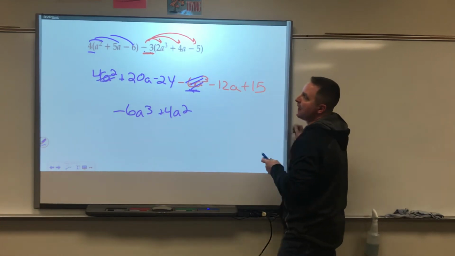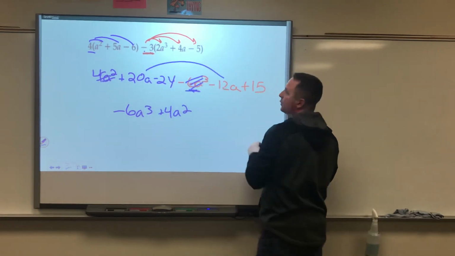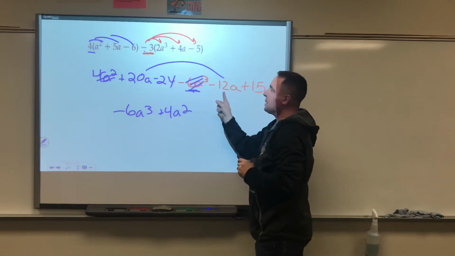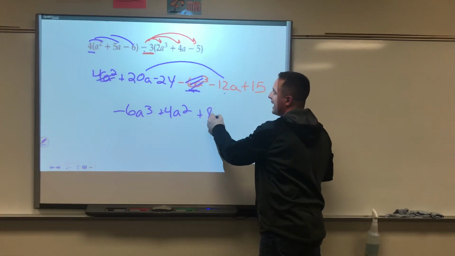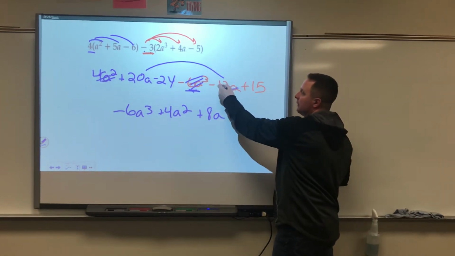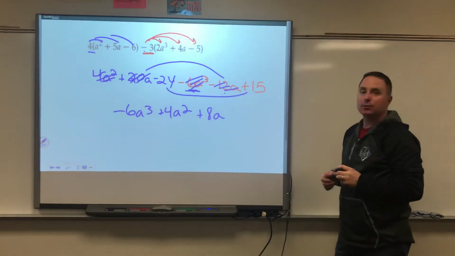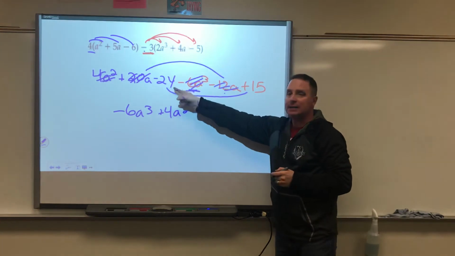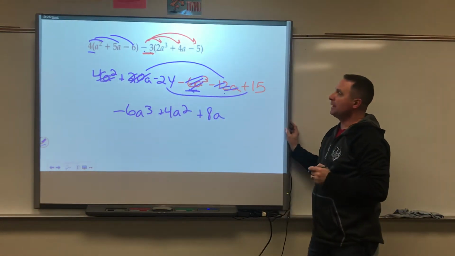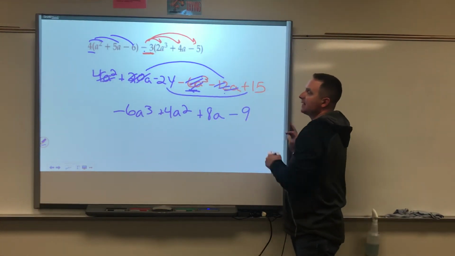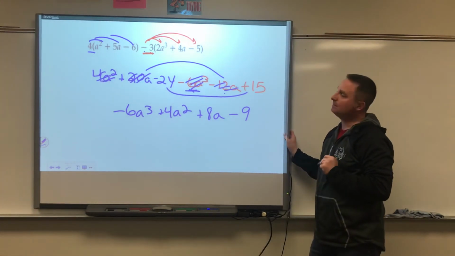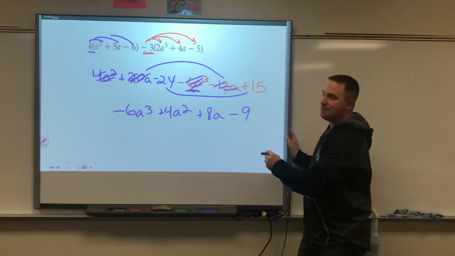Okay, then I have a couple a's. Those two right there. 20 minus 12 is 8a. They're done. And then I just have my two little constants left over. Negative 24 plus 15 is negative 9 if you did your calculator. Okay, and that's it.